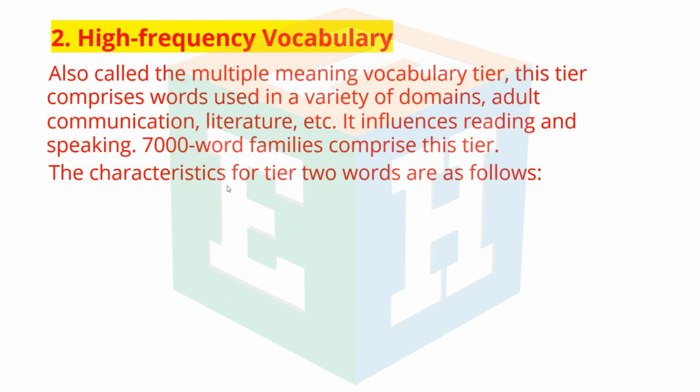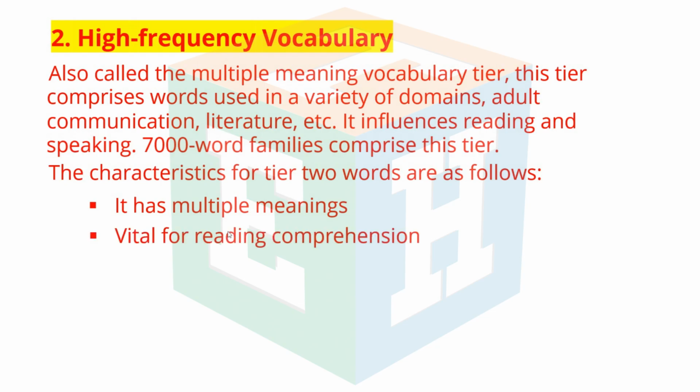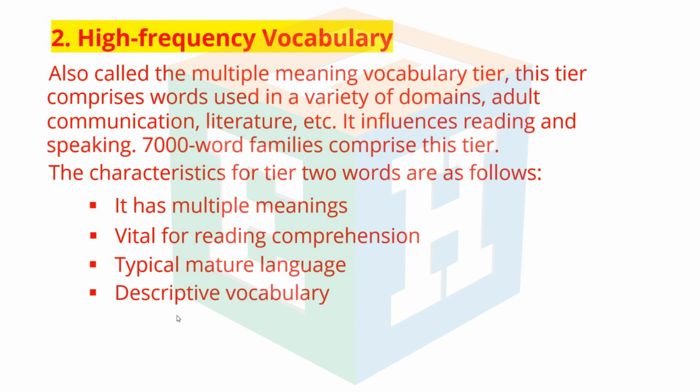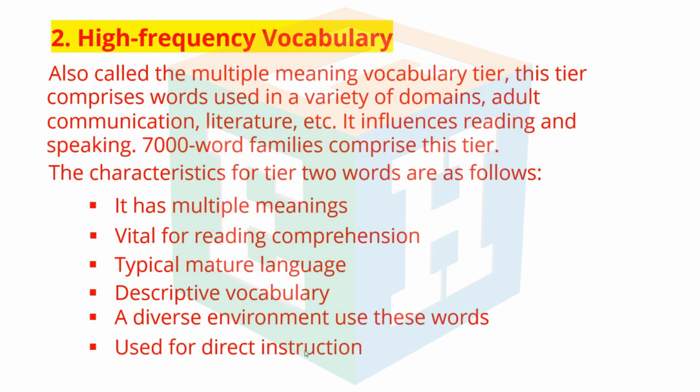The characteristics for tier 2 words are as follows. It has multiple meanings. Vital for reading comprehension. Typical mature language. Descriptive vocabulary. A diverse environment uses these words. Use for direct instruction.